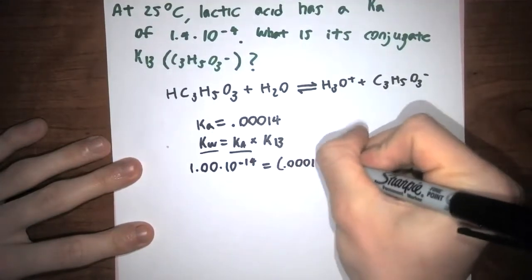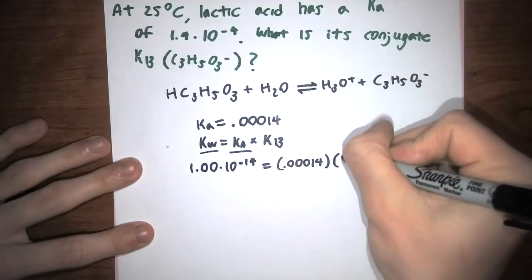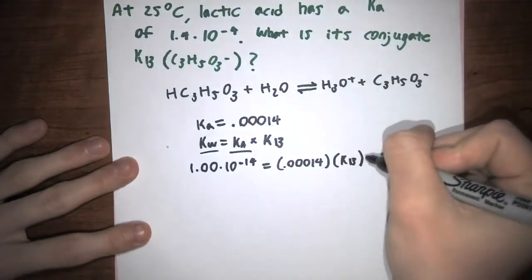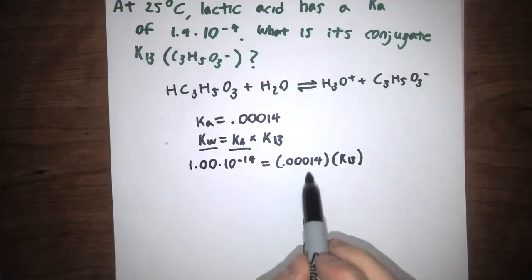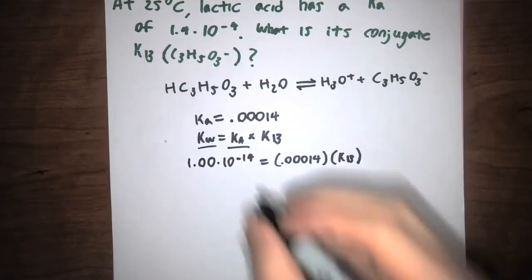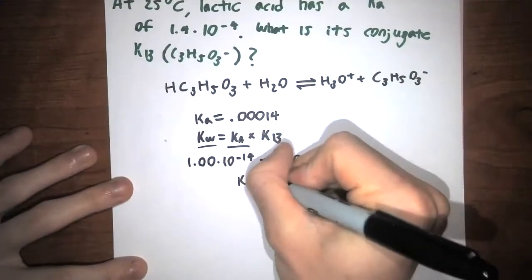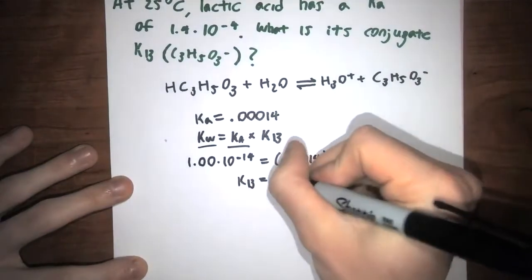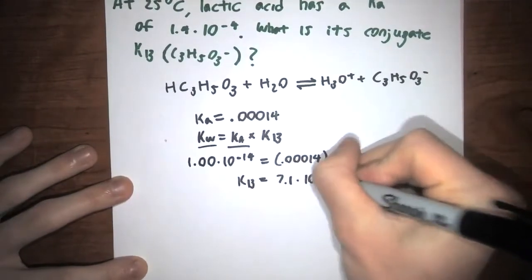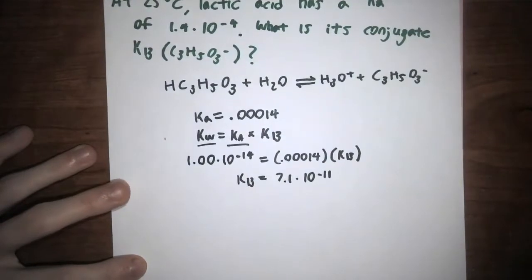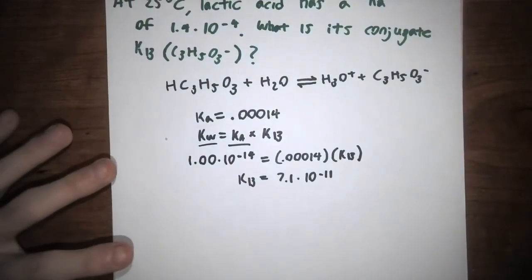Again, I'm going to write this as a decimal. It makes it easier for me when I do the math, especially when I'm typing in my calculator. So all I would do is divide this over, and I would get Kb equal to 7.1 times 10 raised to the negative 11th. Okay, so that's my Kb.